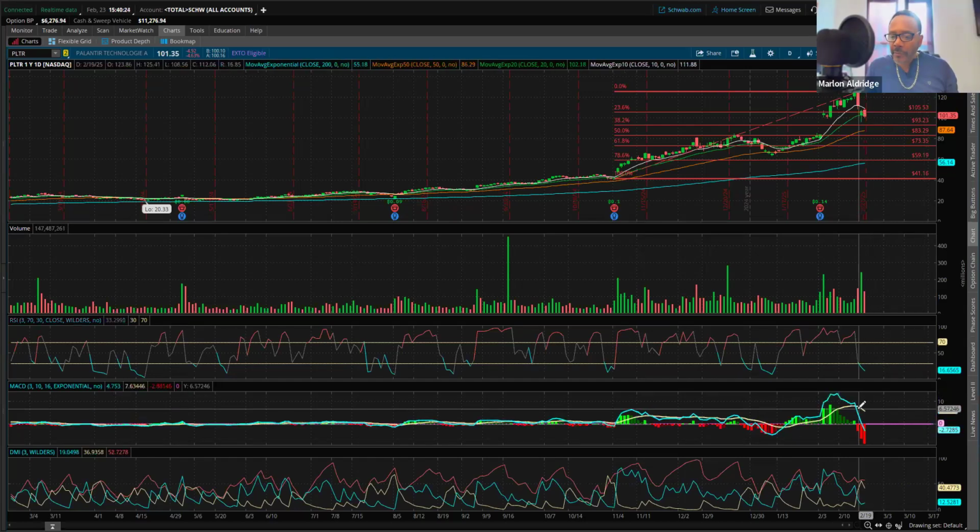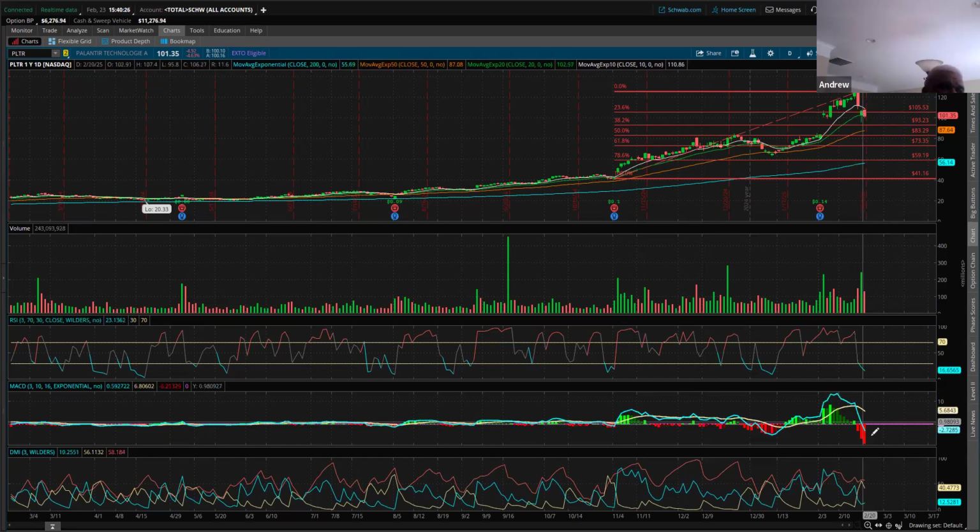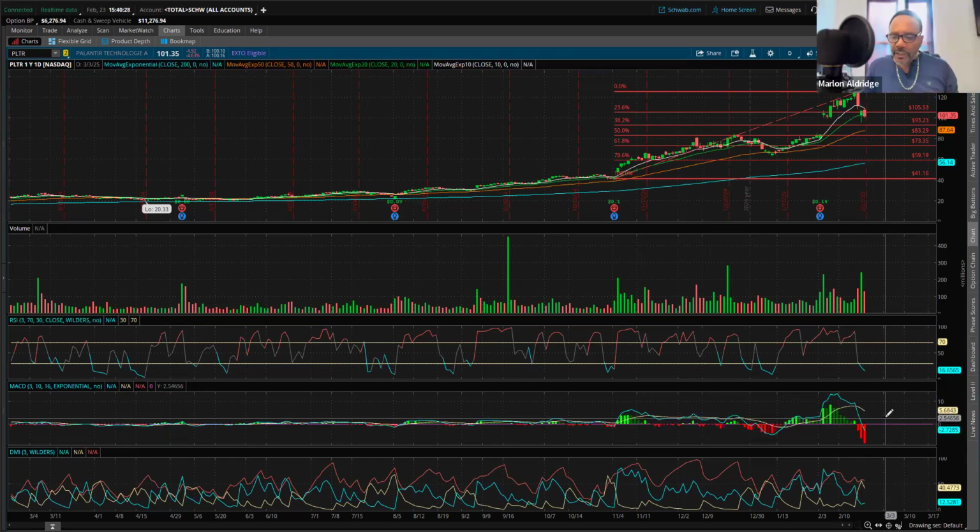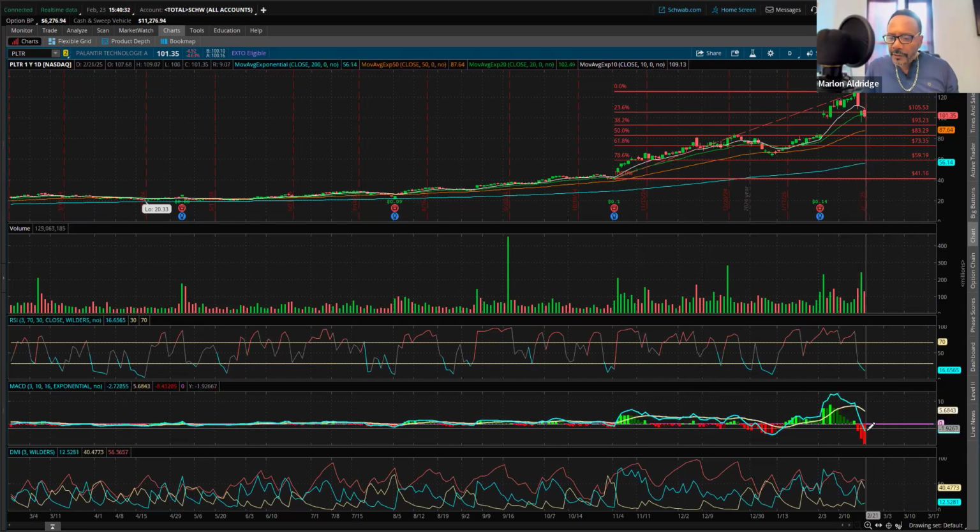But here's the thing: look at my MACD. Look at that long red bar right there. That means the momentum, the blue line is below the yellow. That's a bad sign. And then as you can see, the momentum is increasing. So the speed is increasing and the price action is increasing in the negative direction.